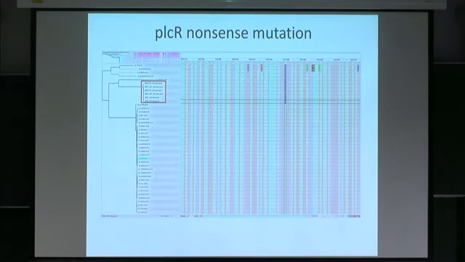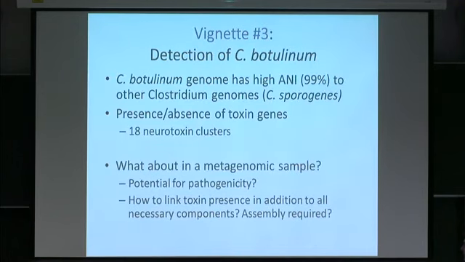Visualized in a multiple alignment, these are a bunch of Bacillus anthracis genomes. This is the plcR nonsense mutation. All of the B. anthracis genomes have it, and everything else does not. A quick check for this in the metagenomic sample from the subway showed that they didn't have the B. anthracis plcR nonsense mutation. Okay, and then of course there are other pieces of evidence.